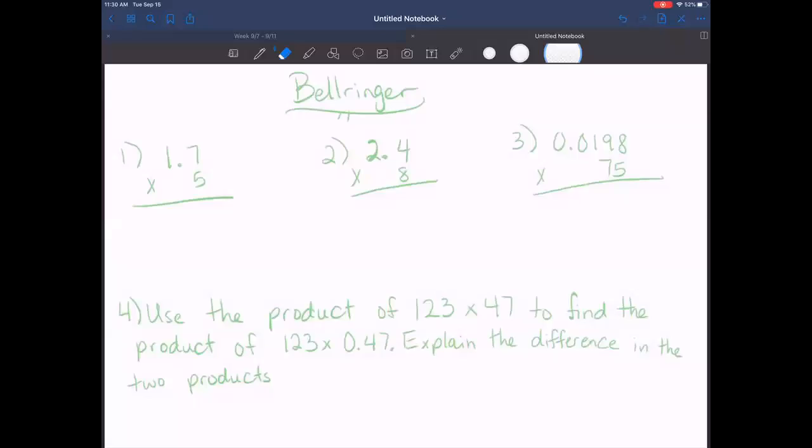Start my recording. So it should be easy enough because we did this last class. The first thing we want to do is multiply 5 times 7, which is 35. I'm going to carry my 3. 5 times 1 is just 5, plus that 3 gives me 8. And then I'm going to put my decimal. I only have one decimal point, so I'm going to move it right here.